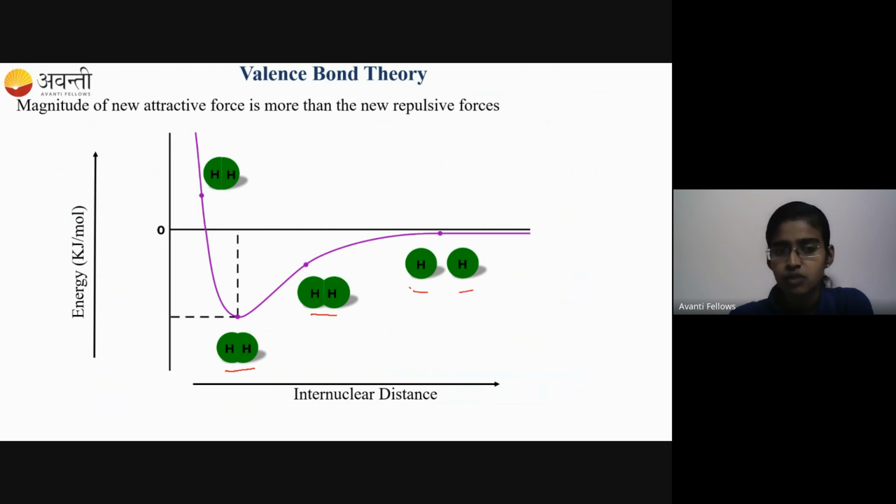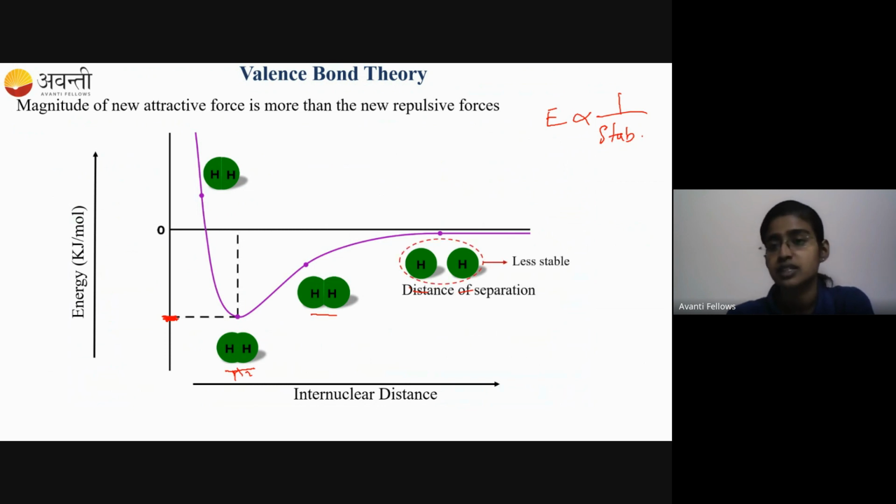During the bond formation, the energy of the species will be very, very less. If the energy is very less, stability is more, because energy and stability are inversely proportional, no? So here you see the y-axis is taken as energy. So the energy of the hydrogen molecule during the bond formation is very less, so the hydrogen molecule here is more stable. Got it? But in the first case, it is less stable because the distance of separation is very, very large.